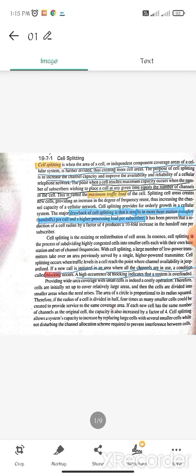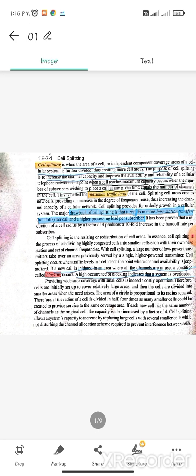So the point when a cell reaches maximum capacity occurs when the number of subscribers wishing to place a call at any given time equals the number of channels in the cell. This is maximum traffic load.